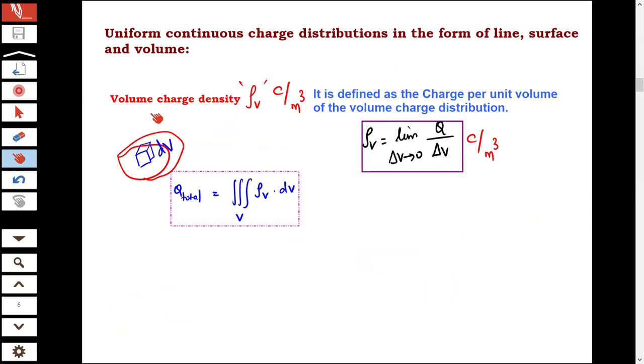Likewise, we can give the charge density for a continuous uniform volume charge, where it is the charge per unit volume. Mathematically, Q by del V as del V approaches 0. And with this volume charge density, which has units of coulomb per meter cube, we can find the total charge contained in the entire volume, which is done by evaluating the volume integration of this charge density over the entire volume.